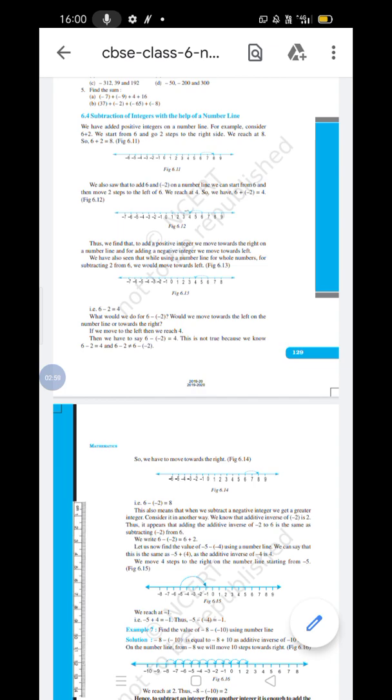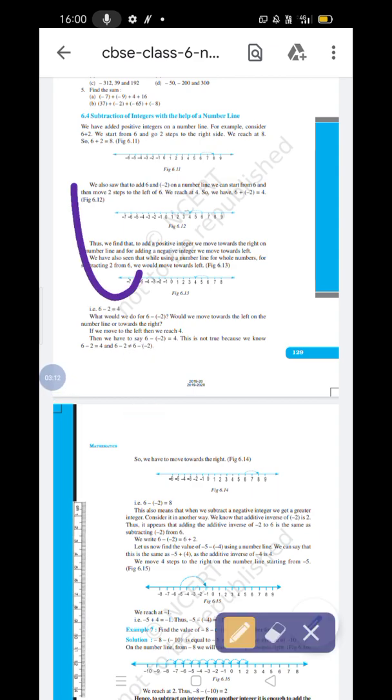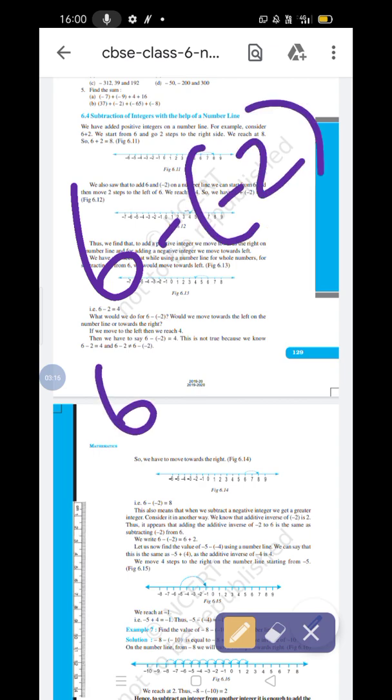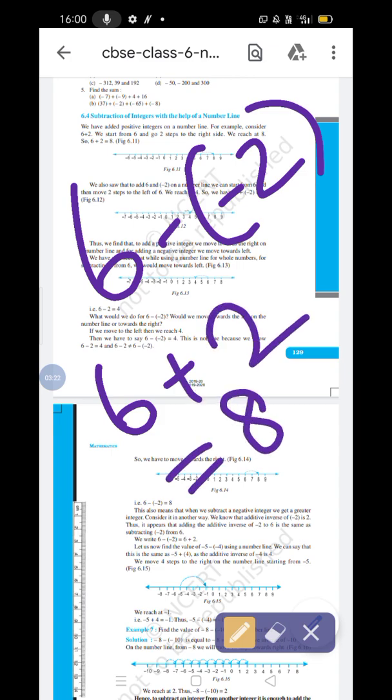Thus it appears that adding the additive inverse of minus 2 to 6 is the same as subtracting minus 2 from 6. The additive inverse of minus 2 is plus 2. So 6 plus 2 is equal to 8, which is also equal to subtracting minus 2 from 6.